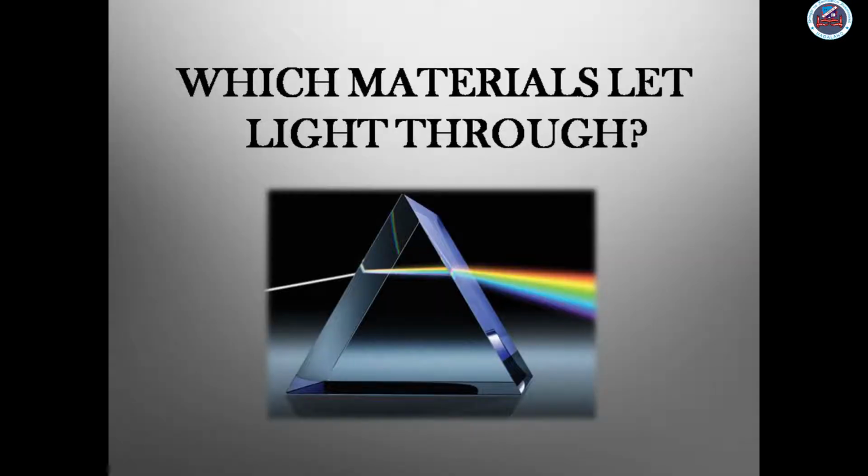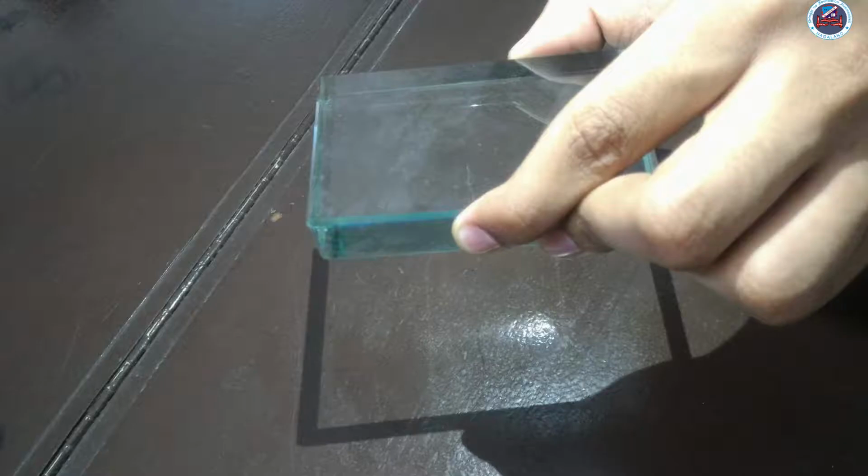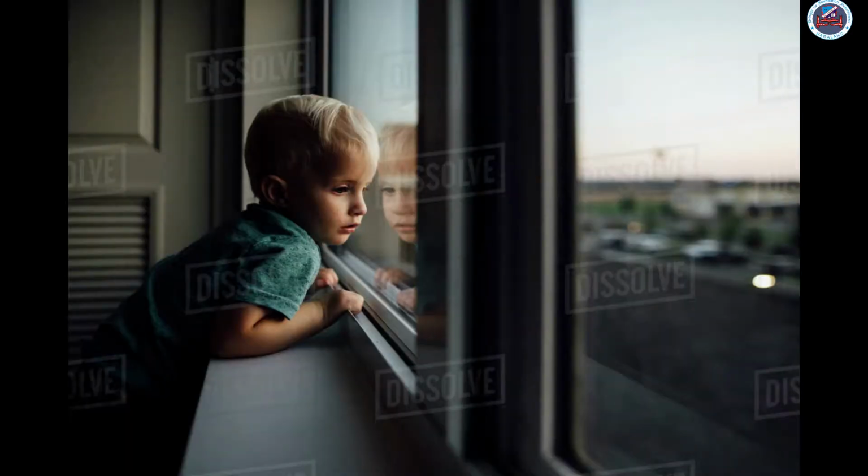Which materials let light through? If we place a glass in front of the light source, do we get a shadow? No, we do not see a shadow. This is because glass is a transparent object. This means light will pass through the object. This is also the reason why we can see through a glass.